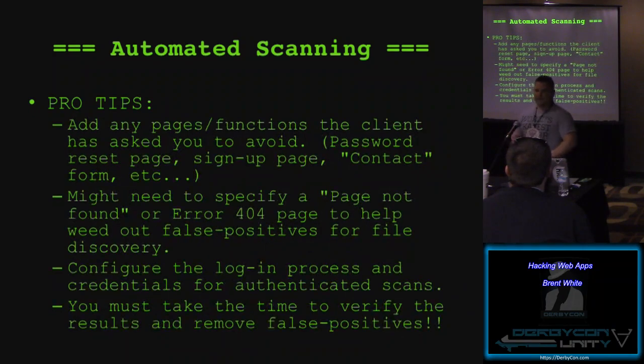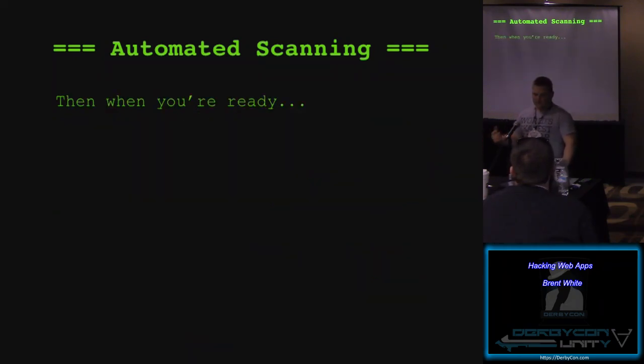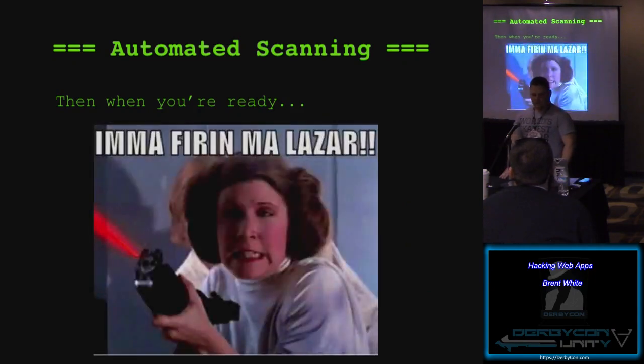Do they have any certain pages, like a contact page or a sign-up page or something that they want you to avoid? Otherwise, this can really just flood their database with a lot of junk, which could potentially cause denial of service or just a lot of extra work for the devs. Because sometimes you do tests in a production environment and not a development environment. So those are all things that you'll want to check. And then when you're ready and you've got everything set up, then click go.